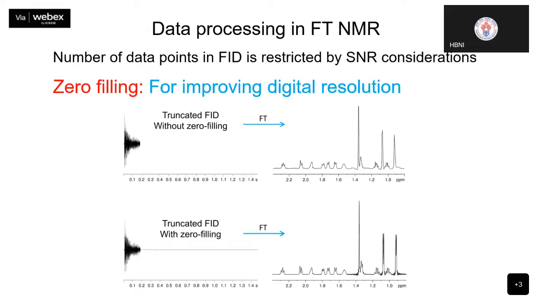Now, next is the cosmetics. Data processing to improve the NMR spectra. I'll take you back to the convolution theorem which I mentioned earlier. How is that going to be useful? How can we improve the appearance of the spectrum?